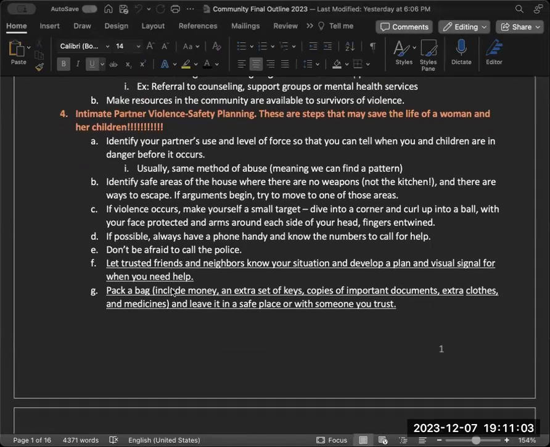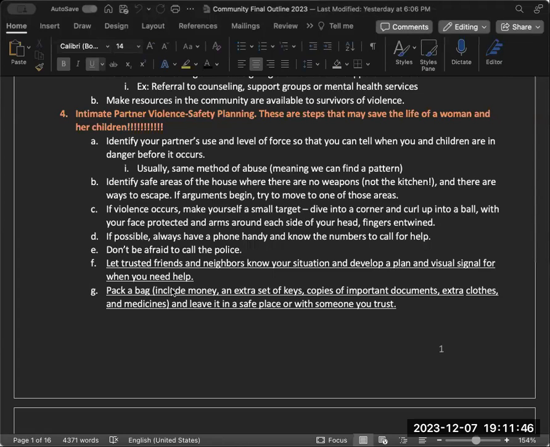So, another thing that Dr. D wants us to know is safety planning in relation to intimate partner violence. I copied this directly from the intimate partner violence sheet that she gave us. It said that these are the steps that may save the life of a woman and her children. The first thing she wants us to do in safety planning is identify the partner's use and level of force so that you can tell when you and your children are in danger before it occurs. She also mentioned that abusers typically use the same method, so they're going to keep doing that method.